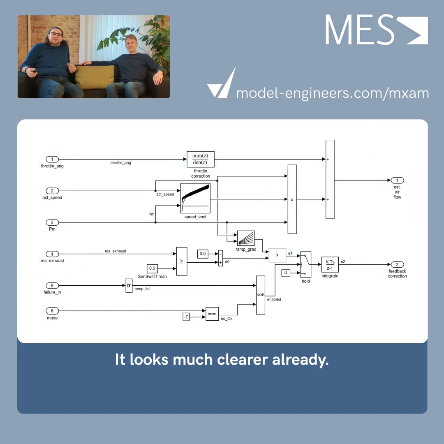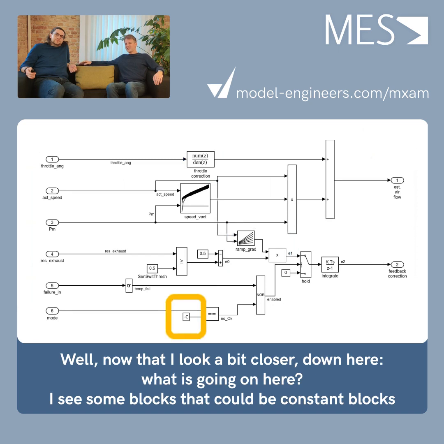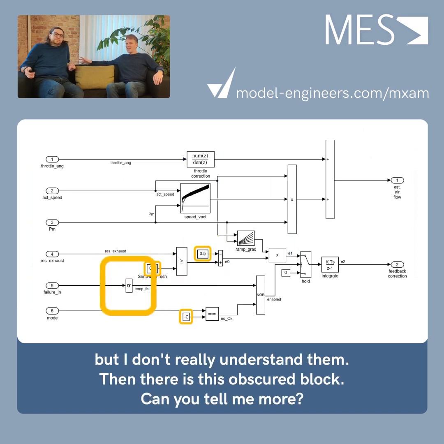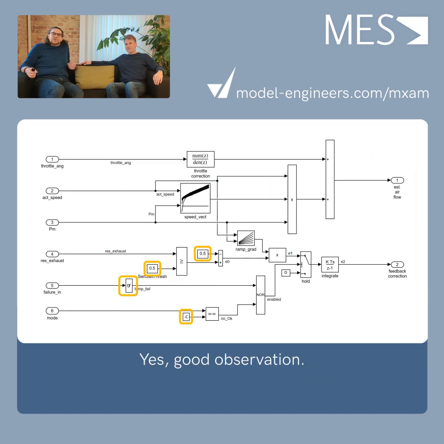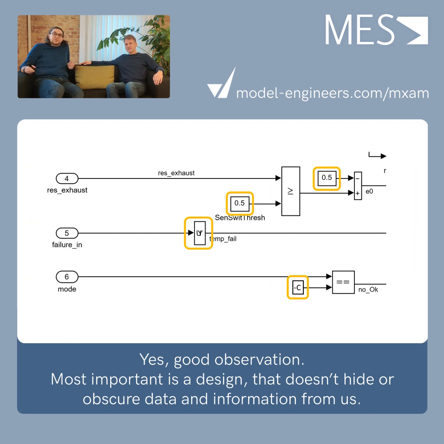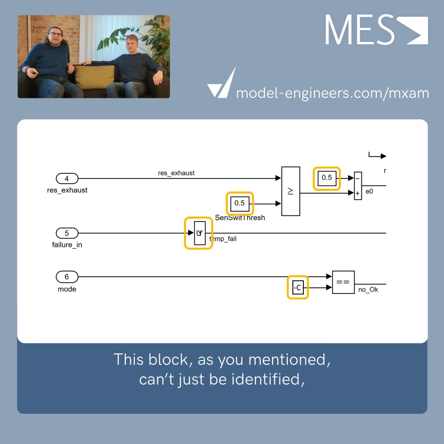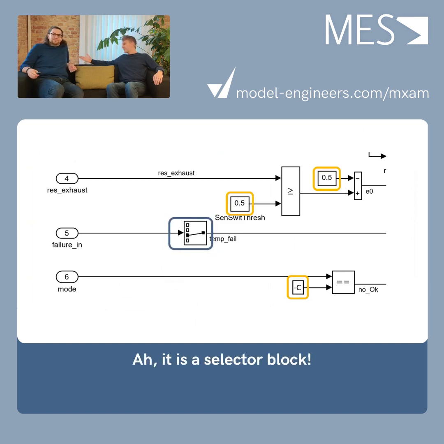Okay, so what else do you see here? Well, now that I look a bit closer, down here, what's going on? I see some blocks that could be constant blocks, but I don't really understand them. And then there's this obscured block. Can you tell me more? Yeah, good observation. Most important is the design doesn't hide or obscure data and information from us. And this block, as you mentioned, can just be identified. Simply stretched and designed too small. Let's change that. It's a selector block.